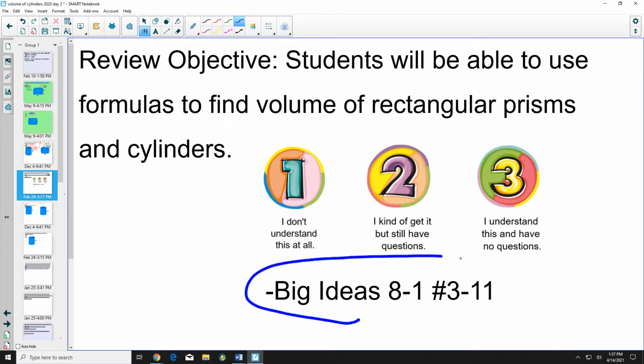All right, your assignment today is in Big Ideas. You're going to go to Big Ideas 8-1 and do numbers 3 to 11.